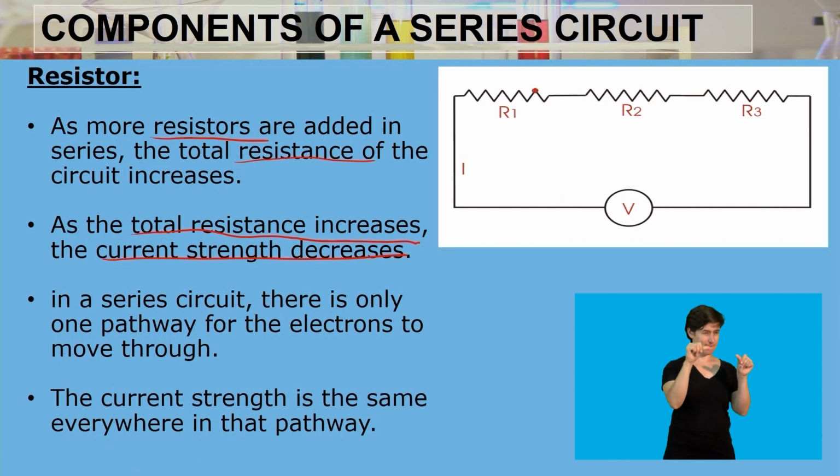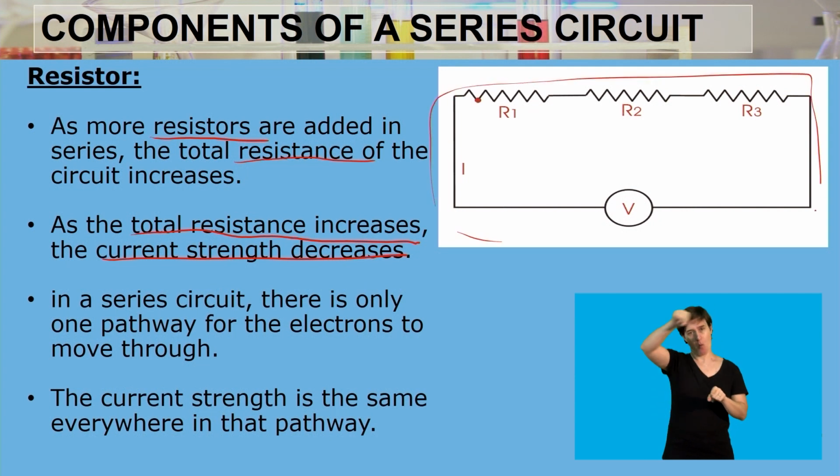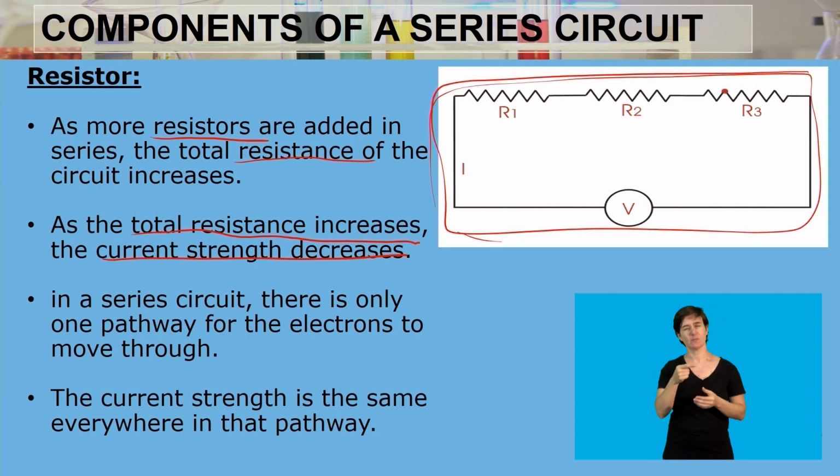So on this particular series diagram that we have, wherever we decide to measure our current strength, it is going to be the same throughout. If we measure it between this point and that point, it is going to be the same as when we are measuring it between this point and that point. At whichever point we choose to measure our current strength, it is always going to be the same in series because of the resistors that we have and the way in which that path is provided for the electrons to move.